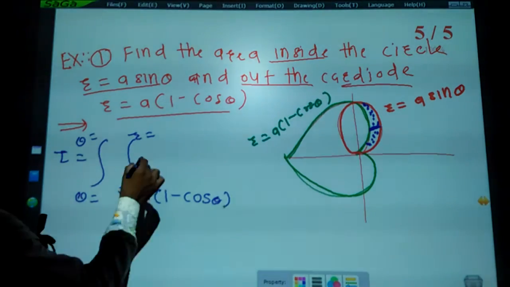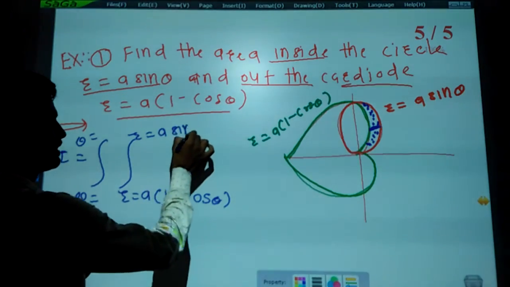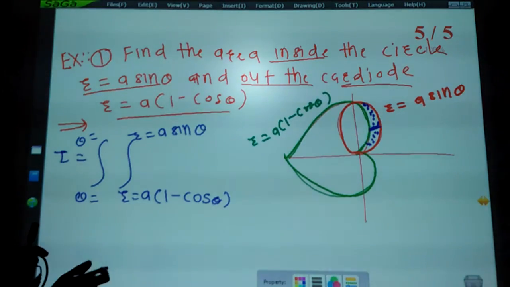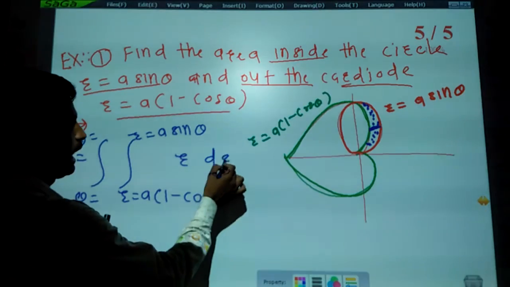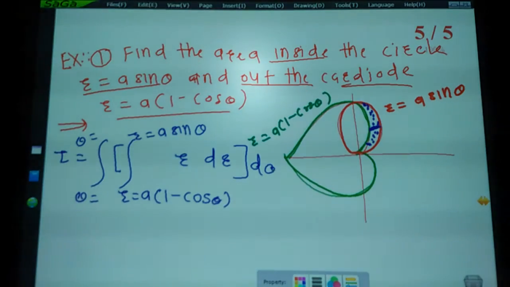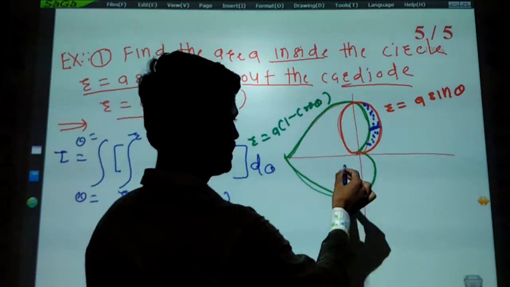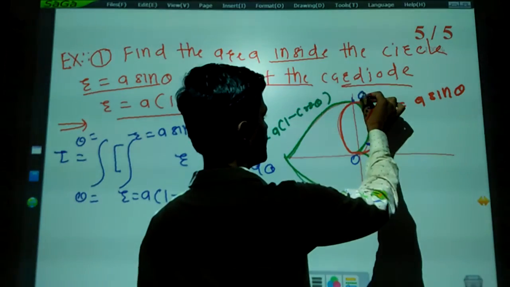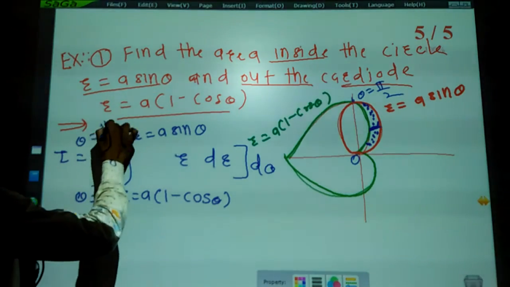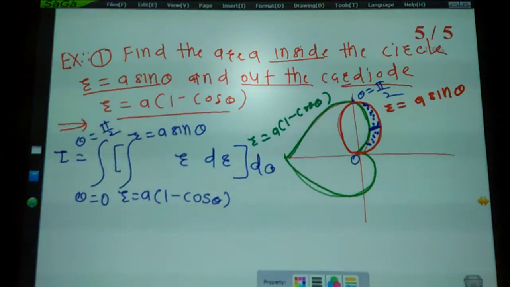Next, the outer end is r equal to a sin theta. That means here we take the strip's lower end and the strip's upper end. Here the inner integration is r dr and the outside integration is d theta. So the angle covered here is from theta equal to 0 to theta equal to pi by 2. So firstly, take the inner integration with respect to r and the outside integration with respect to theta.